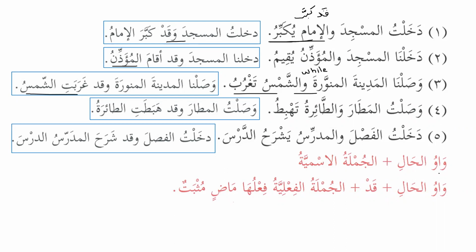So now we can see over here that واو الحال plus الجملة الاسمية. So after واو الحال, we have only nominal sentence. But when we have واو الحال with the verbal sentence, then after واو الحال we have قد, and then we have الجملة الفعلية فعلها ماض مثبت, a verbal sentence, and the tense should be past, and it should be affirmative, preceded by had.